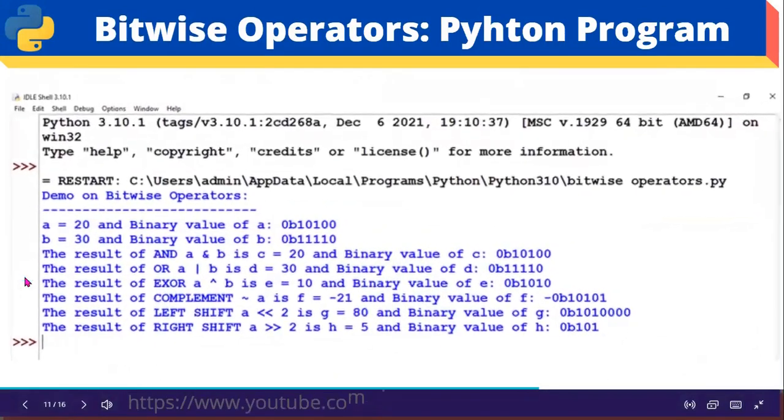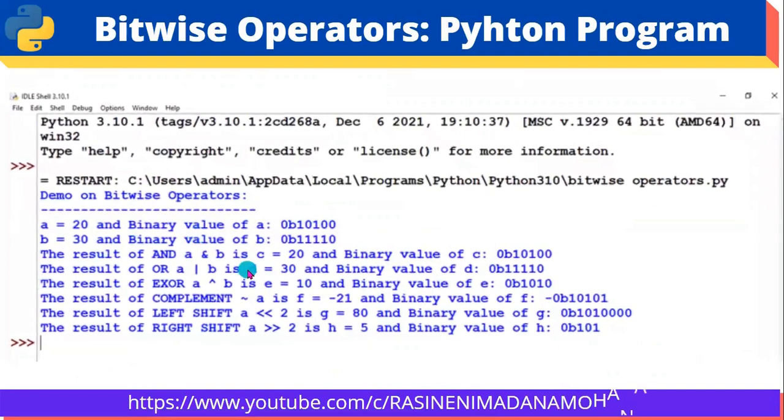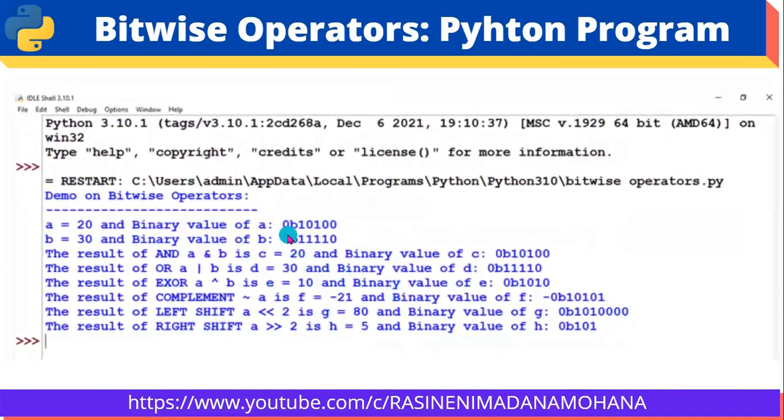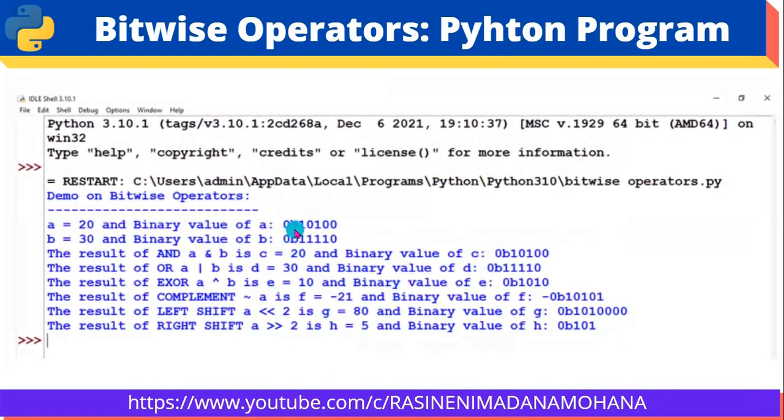So the first one, A equal to 20, binary value. In Python, a binary value starts with 0B followed by its corresponding binary number of the decimal number. 10100 is the equivalent binary value for 20. Then for 30, 11110. The prefix 0B is common for every binary value.